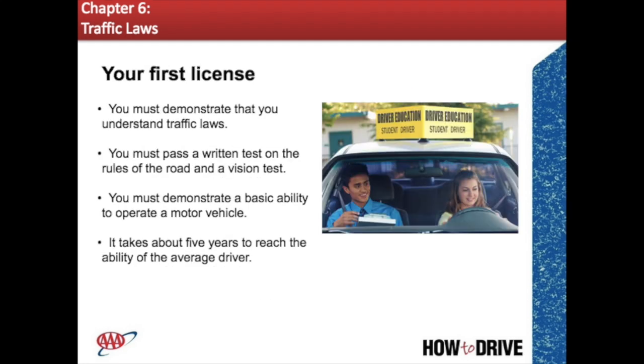Then we have your first license. People who apply for their first license must demonstrate that they understand traffic laws. They must pass a written test on the rules of the road as well as a vision test. Applicants must demonstrate a basic ability to operate a motor vehicle. Demonstrating basic ability does not guarantee that the licensed applicant is a safe driver. On average, it takes about 5 years to reach the ability of the average driver on the highway.